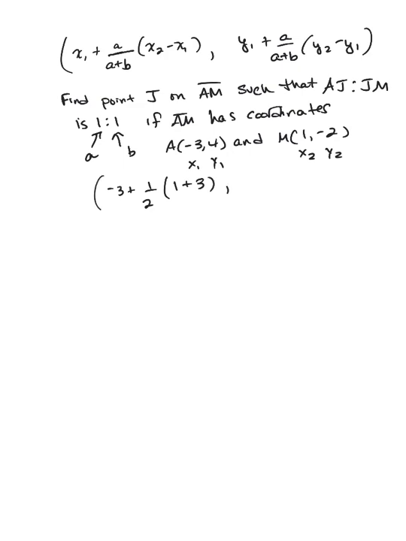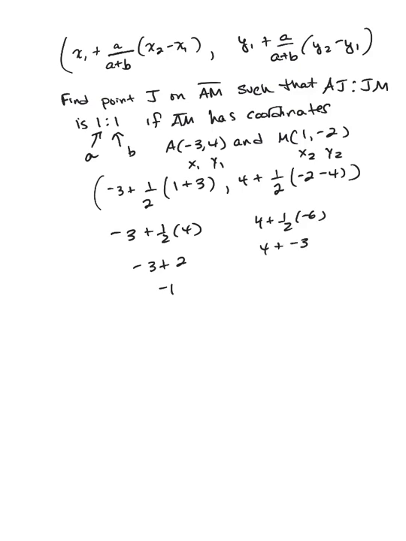Then for my y value, I have y1 plus a over a plus b, y2 minus y1. Okay, from there, you're just going to do the math, guys, and get the answers. You're going to have -3 plus a half times 4, -3 plus 2, so that's -1. Over here, you're going to have 4 plus a half of -6, so that's going to be 4 plus -3, or 1. So this would be your answer.